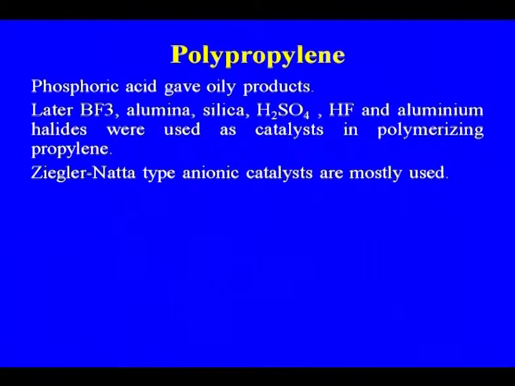Phosphoric acid, because that was the earlier catalyst, what was the problem? The phosphoric acid gave highly viscous products. Later BF3, alumina, silica, H2SO4, hydrofluoric acid, aluminum halides were used as catalysts in polymerizing the propylene, but the Ziegler Natta catalyst was the most widely used catalyst.